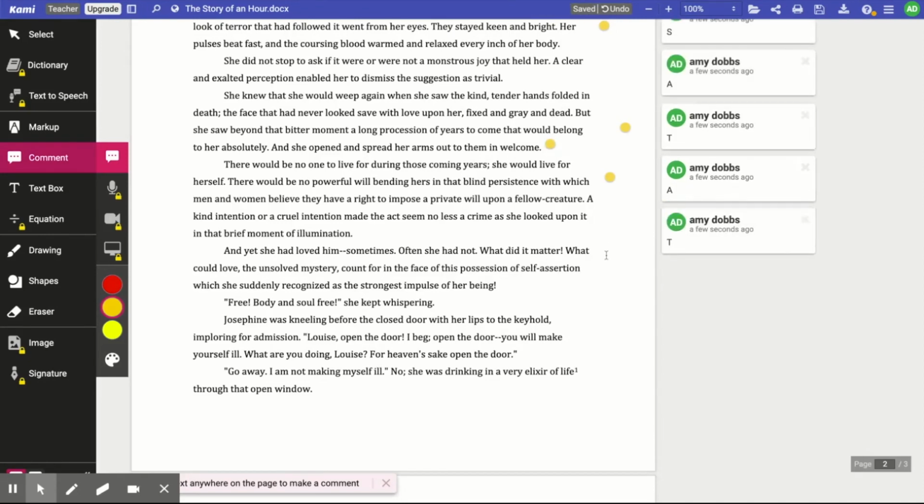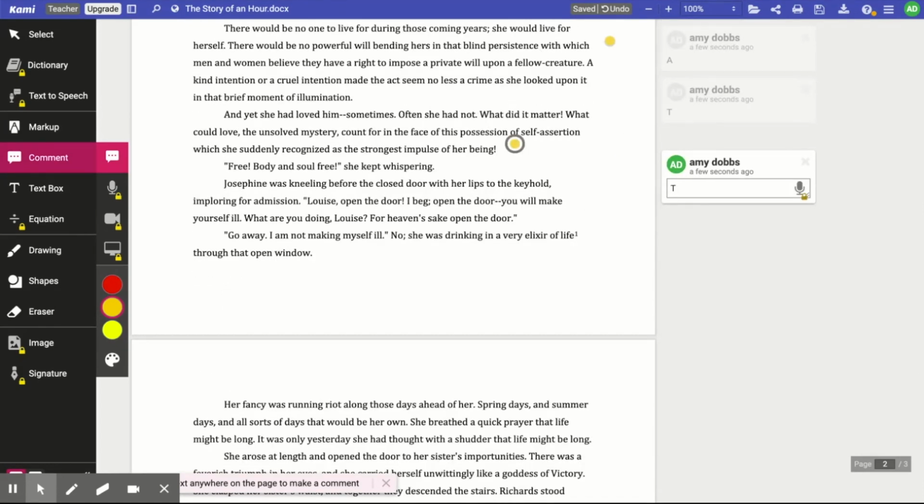And yet she loved him sometimes. Often she had not. What did it matter? What could love, the unsolved mystery, count for in the face of this possession of self-assertion, which she suddenly recognized as the strongest impulse of her being? So perhaps this is one of the last times that we really see here of what she's thinking about, because right after this, we see a shift.